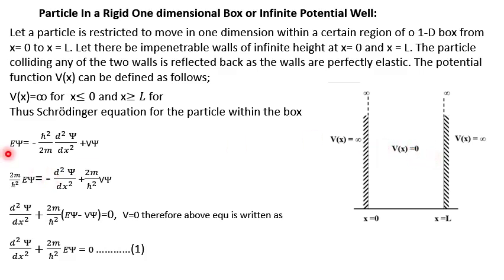So what is our Schrodinger time independent wave equation? It is E psi equals minus h cut squared by 2m times del squared psi by del x squared plus V psi. Now we rearrange this equation by multiplying with 2m and h cut squared. Because the potential energy inside the box is 0, we substitute V equal to 0. So the equation becomes d squared psi by dx squared plus 2mE by h cut squared psi equals 0.